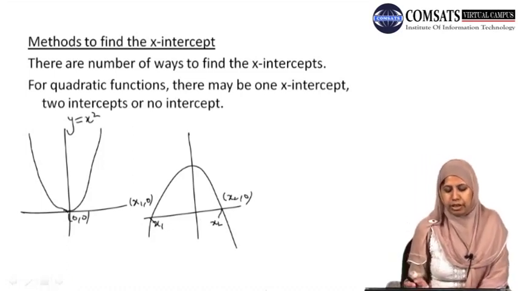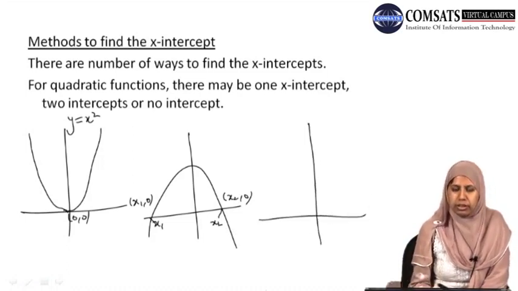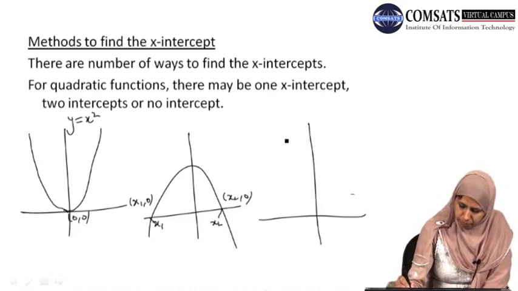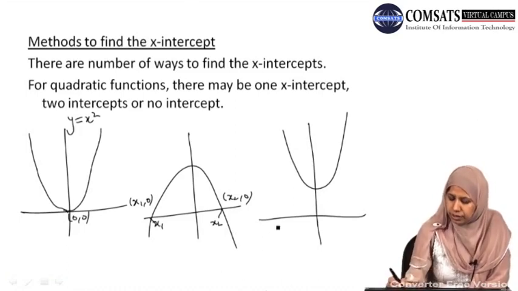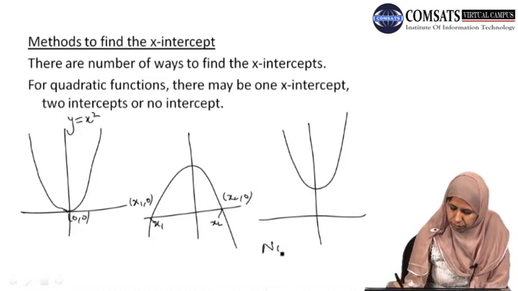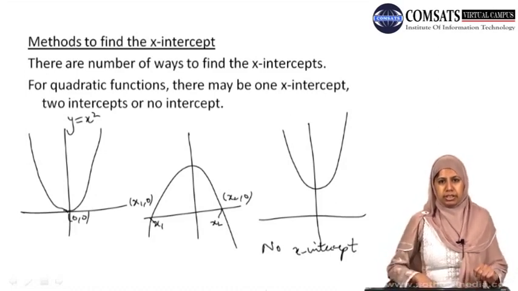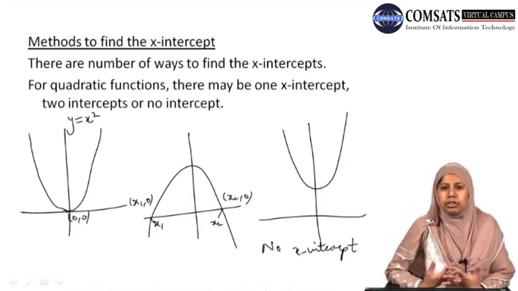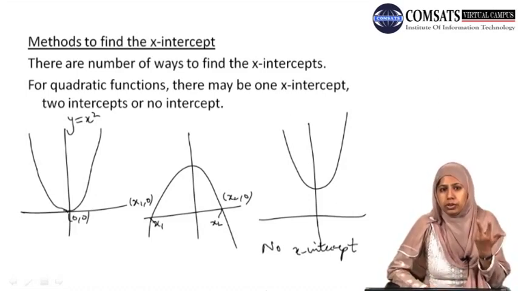It is also possible that the graph does not intersect the x-axis at all, and in that case we will obtain that there is no x-intercept. For example, if we have our graph like this, then it does not intersect the x-axis, it only intersects the y-axis. So in this case we have no x-intercept. So there are three possibilities for the x-intercept of a quadratic function: no intercept, one intercept, or two intercepts.